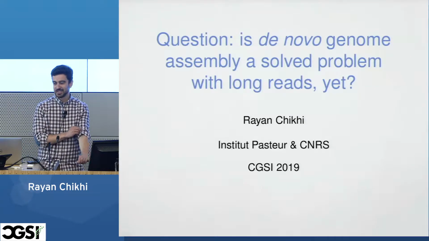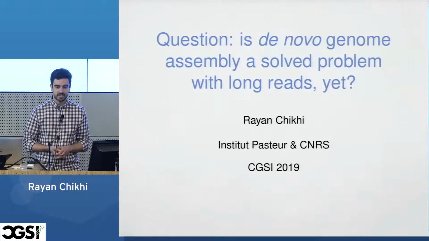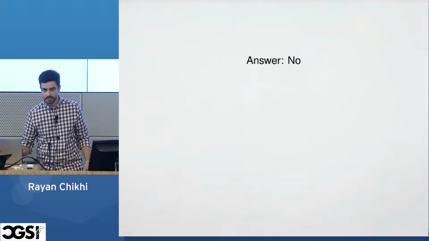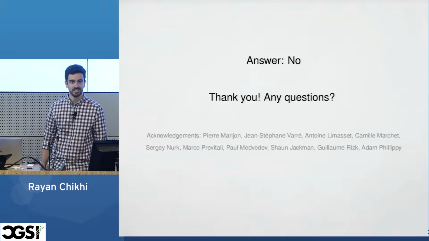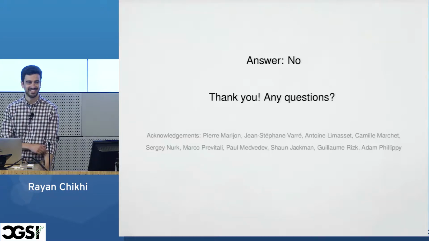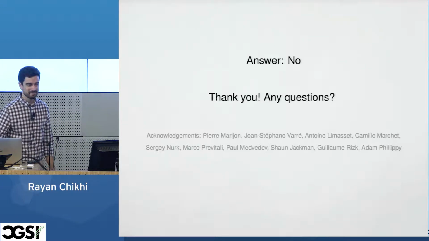So the question is: is de novo assembly a solved problem with long reads yet? The answer is no. Any questions? Thank you.